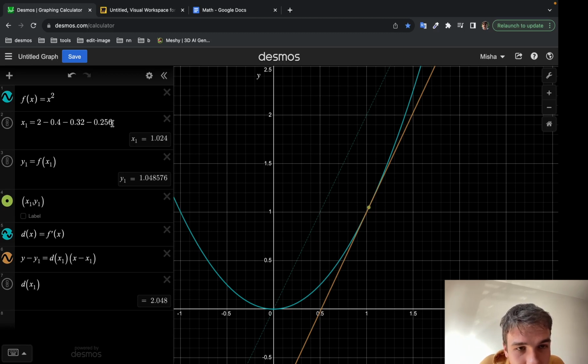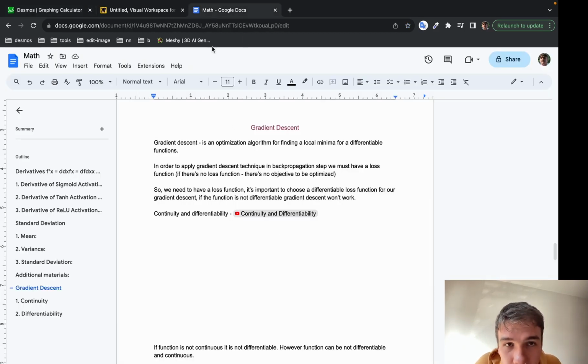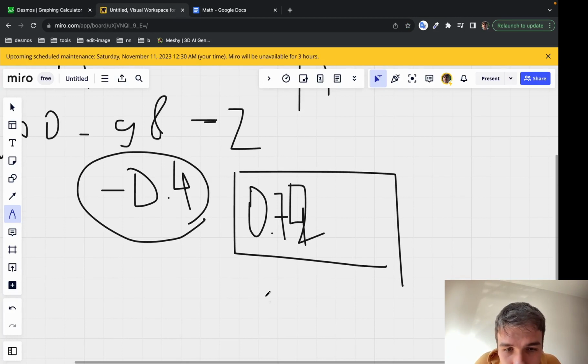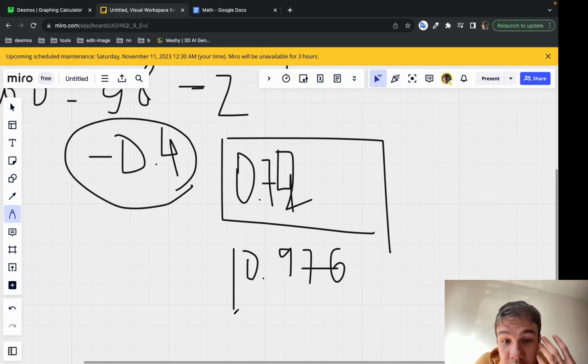Wait, I'm a bit confused here. Again, so it's 0.4 plus 0.32 results as 0.72. 0.72 is 0.976. So right now our friend almost shall give us the dollar.